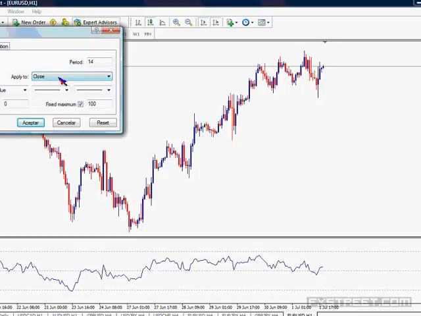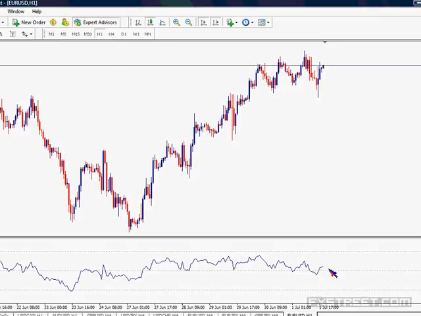So, if I apply it to the close, this stream in the indicator is showing me right now information related to past candles' close. It's not taking into account what is going on with the current candle. Believe it or not, despite having no big technical difference in price, if you apply the indicator to the open, it tends to change.